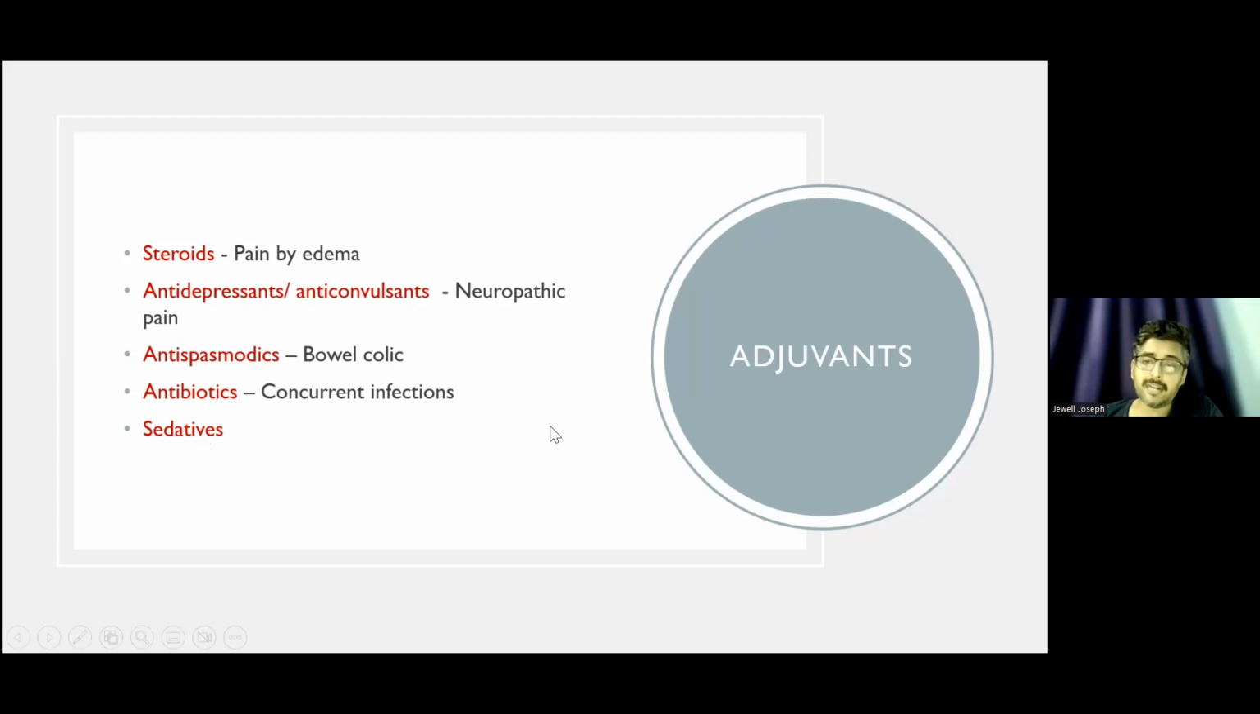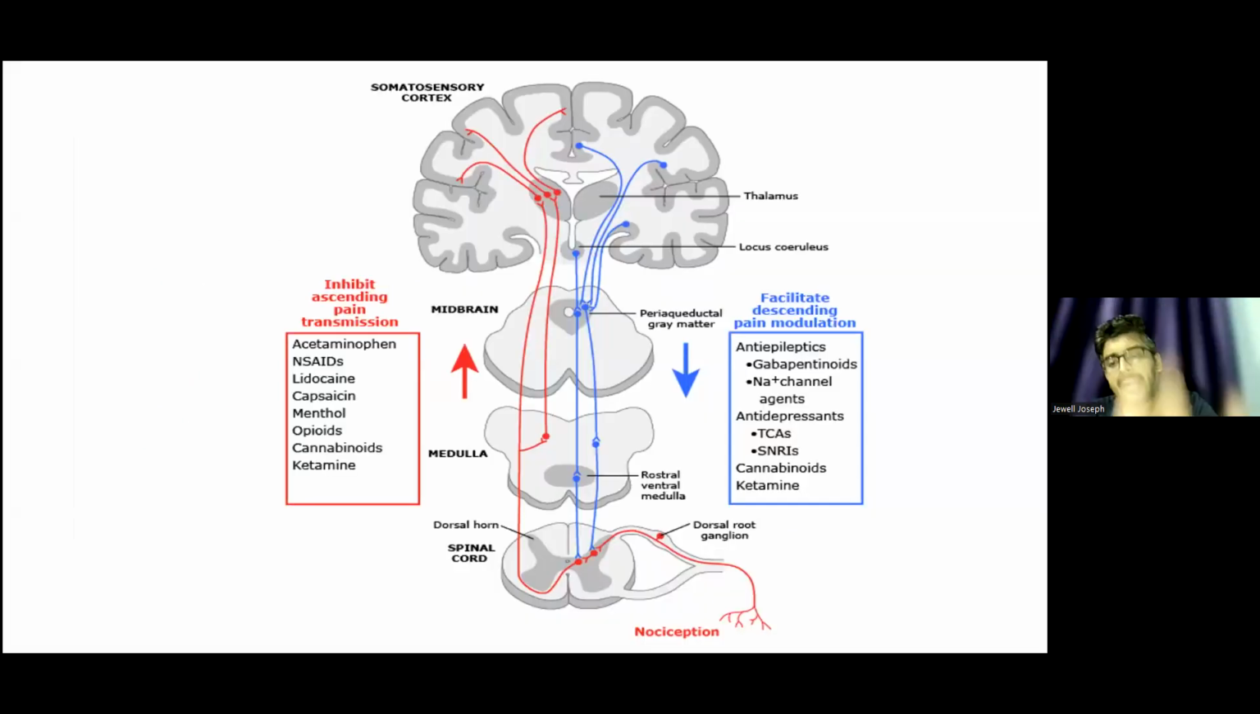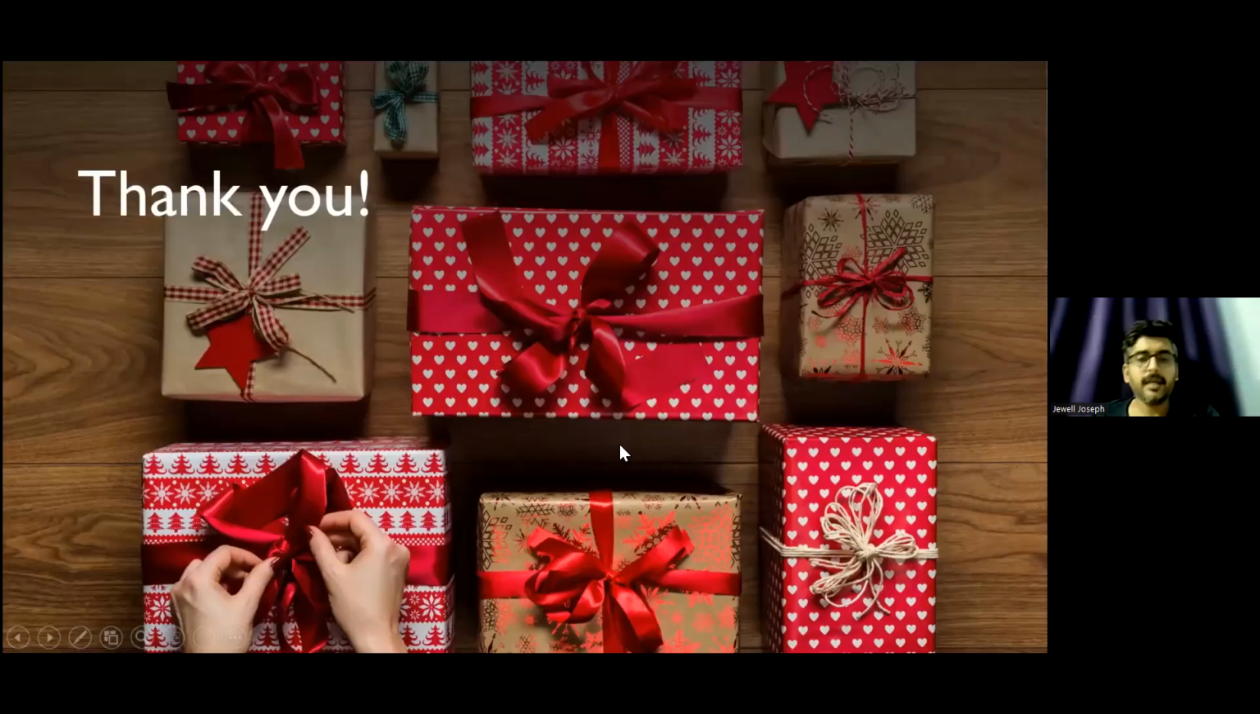So these are the usual classes of adjuvants. I'm pretty sure that adjuvants will be dealt with in the coming classes. So this is basically a bird's eye view of adjuvants. They are not analgesics as such, but in certain situations, when used along with analgesics, they can be valuable tools. In general, they act by facilitating the descending pain down regulation pathways. So that is about adjuvants. That is basically all the slides that I have prepared.